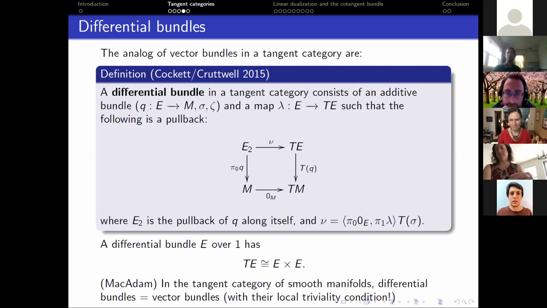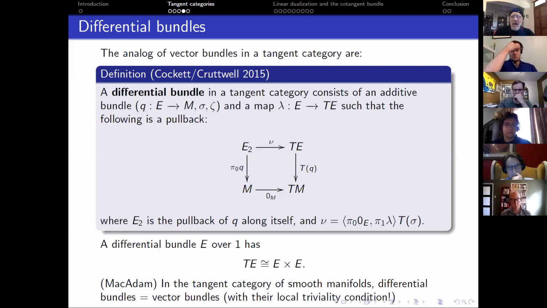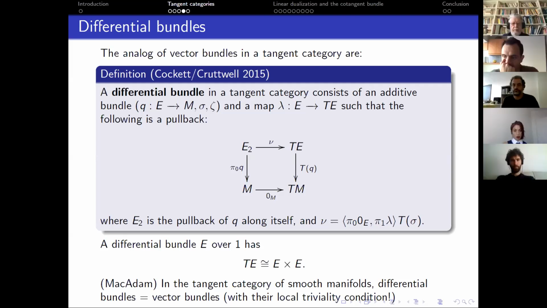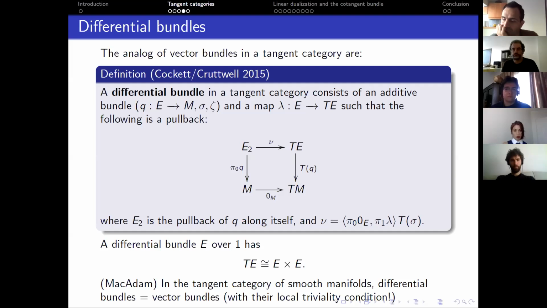And I was wondering if there is some formalization or abstract approach to these higher infinitesimal versions, like a second tangent or higher. But if you just iterate, it's not the same as taking the jet, no? And I was wondering if you know something about doing what you do with the tangent, but instead of the tangent, the jet.